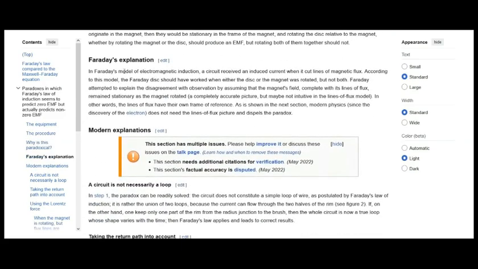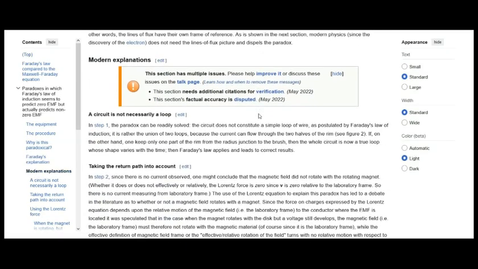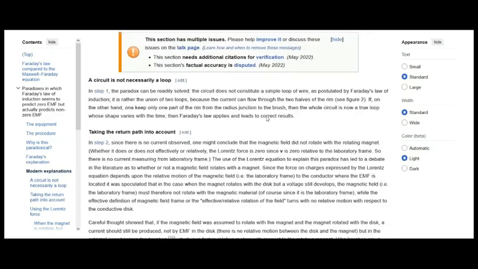And Faraday, I don't think he felt comfortable explaining it. So I think Faraday tried to say, well, he didn't try to say, he said that perhaps the lines of flux of the magnetic field are stationary even when the magnet's rotating. And so they have their own frame of reference. And then they go with modern explanations.